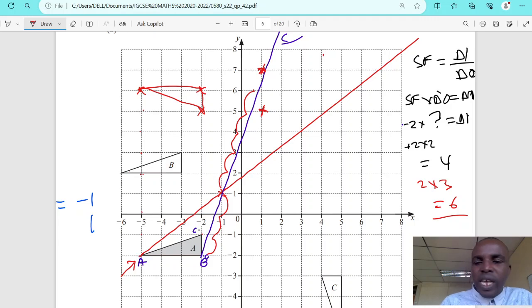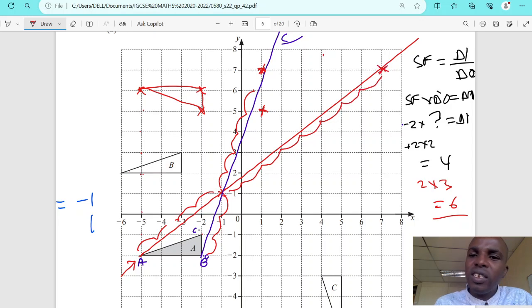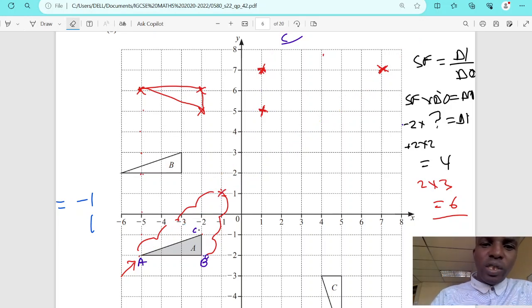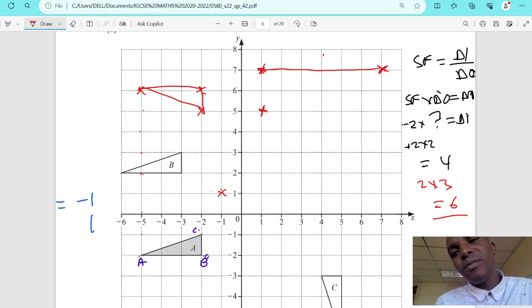Then we are now left with this A. A, let's count: 1, 2, 3, 4. It's 4. So 2 times 4, it will be 8 from the center: 1, 2, 3, 4, 5, 6, 7, 8. So it's here. Now let me remove all these extra items, then you can join these points. That will be your shape after enlargement, scale factor -2.